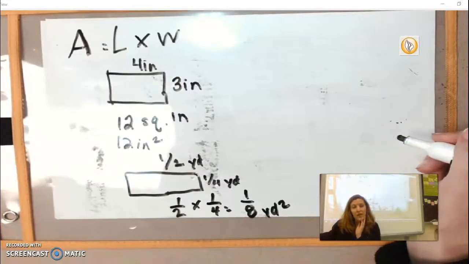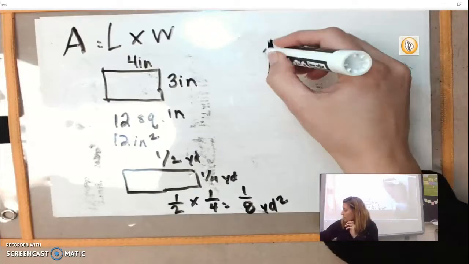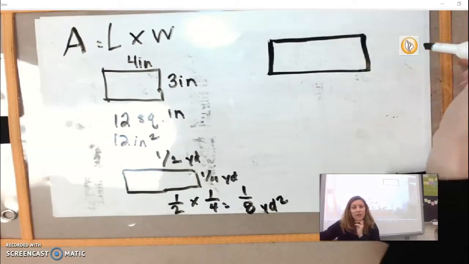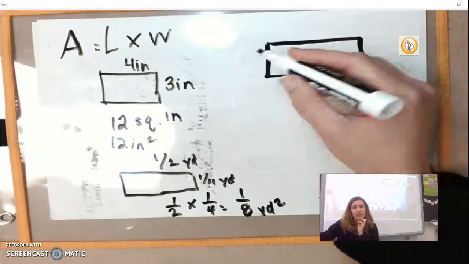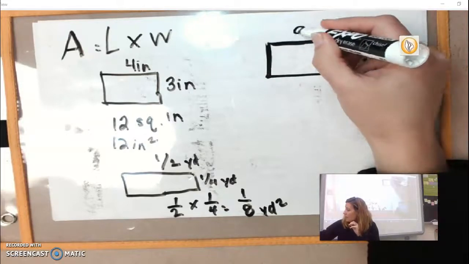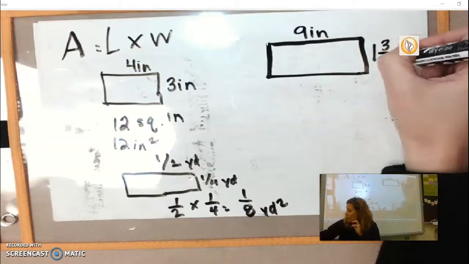Okay. Now we're going to get into whole numbers and mixed numbers, which is going to be a little bit different. And today you're going to be thinking about cell phones. So the very first cell phone actually was the other way around. But the length of it was 9 inches and the width was 1 3/4 inches.